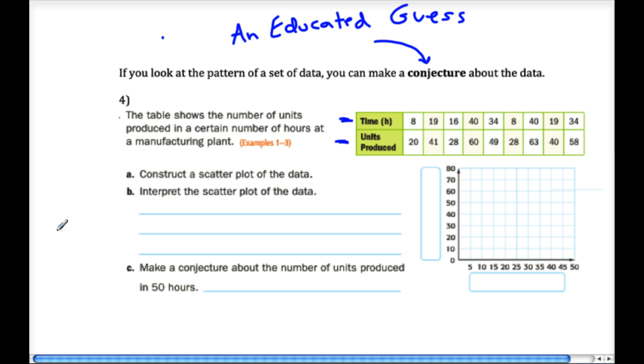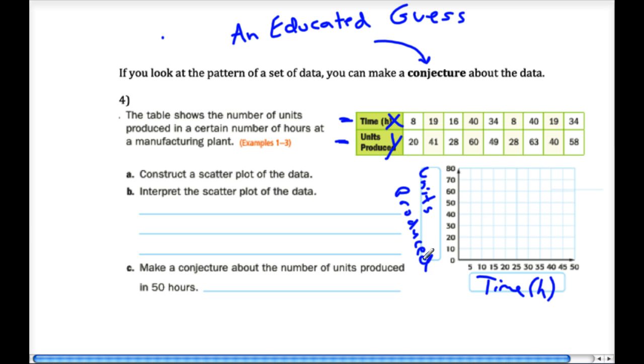Anyways, which one's the X? Which one's the Y? Time is the X. Guys, time is always X. Miss Corlett tell you that yet? Good. Time always goes on the horizontal axis. And then the units produced will be your Y. So let's do time in hours and units produced. Or widgets.